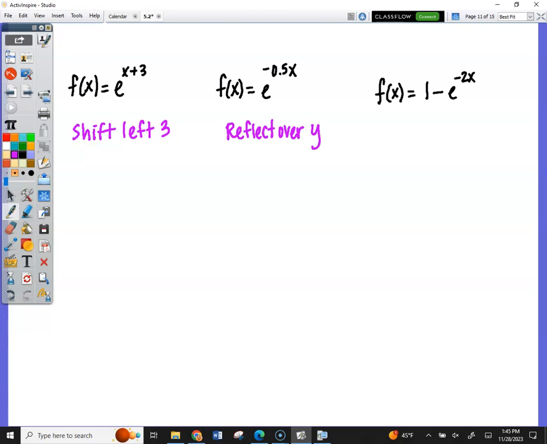The way you figure out the kind is counterintuitive. Like I see negative, that means reflect. Well, I'm not reflecting over the x, I'm reflecting over the y. I see 0.5. That implies shrink, but it's next to the x, so hold up, watch out. So it's actually stretch. So this is a horizontal stretch.